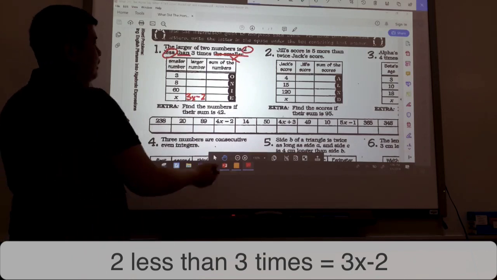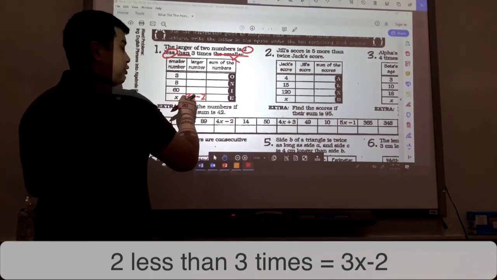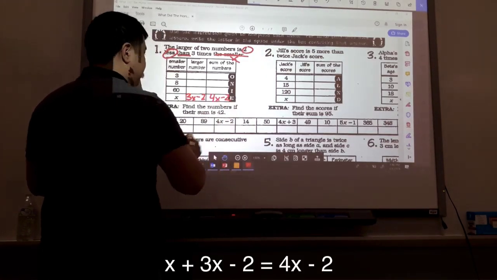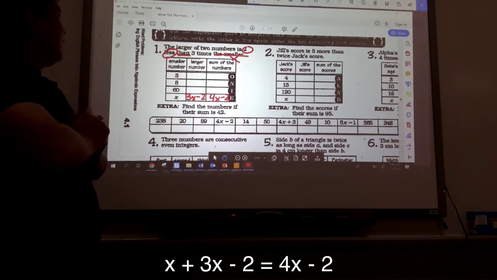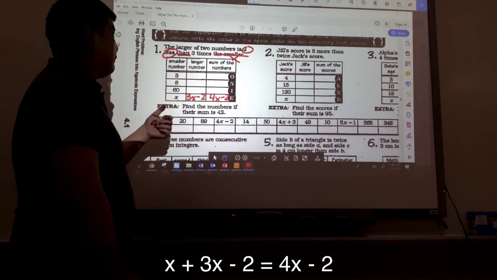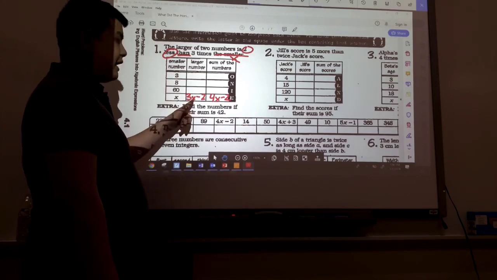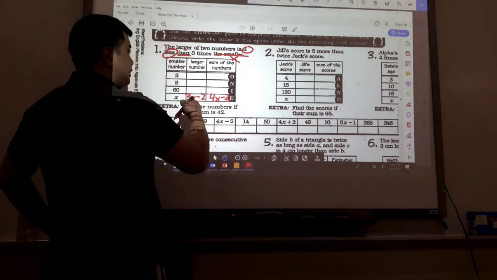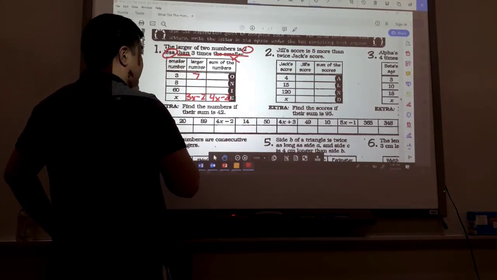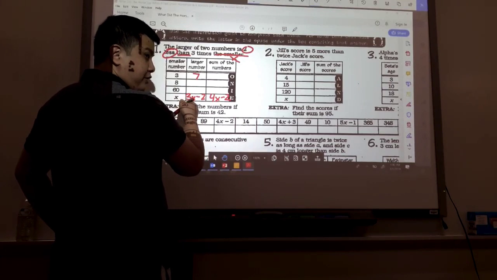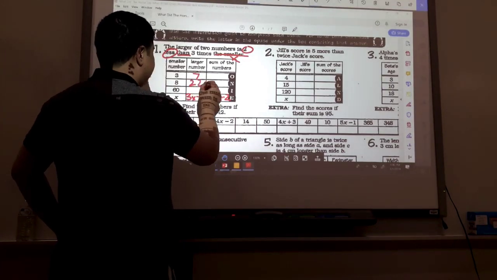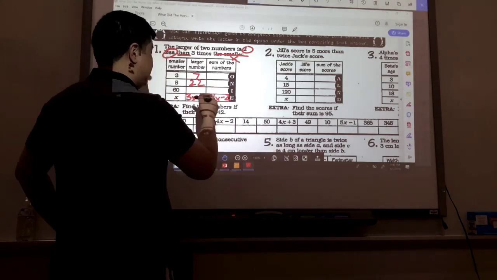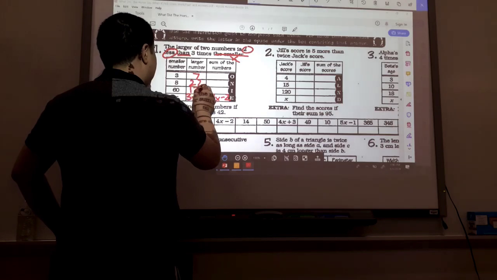Okay. The sum of the two numbers is x plus 3x minus 2, which simplifies to 4x minus 2. If the small number was 3, we would just have to plug in 3 where it says x. So that means 3 times 3, which is 9. 9 minus 2, which is 7. Here, it would be 8 times 3, which is 24, minus 2, which is 22. Here it's 60 times 3, which is 180. 180 minus 2 is 178.